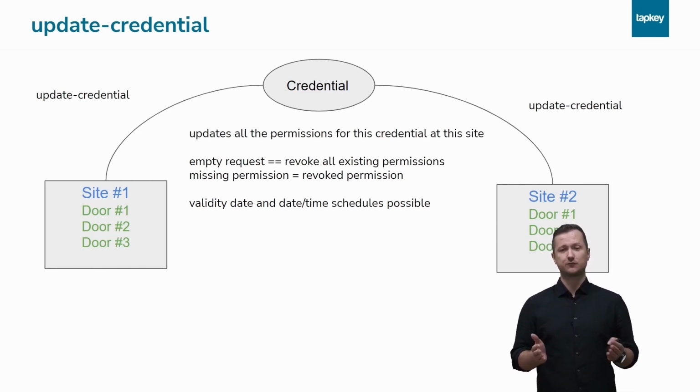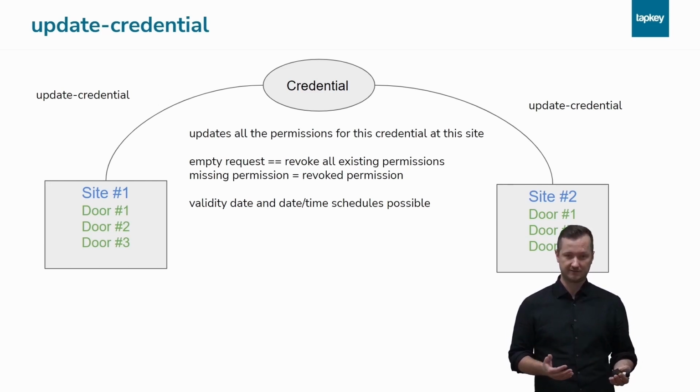This also means that revoking an access permission from a credential is extremely easy. It is done by simply sending an update credential request for the affected site, not containing the access permission to be revoked. Tapkey will automatically trigger all the steps required to reliably revoke the access permission, including updating the affected log's revocation list. A separate call to the revocation list endpoint is not required.